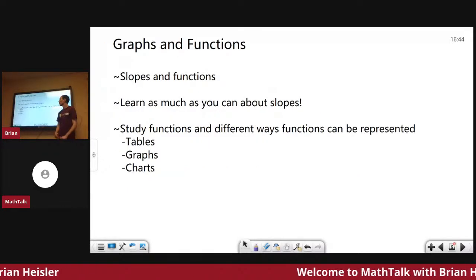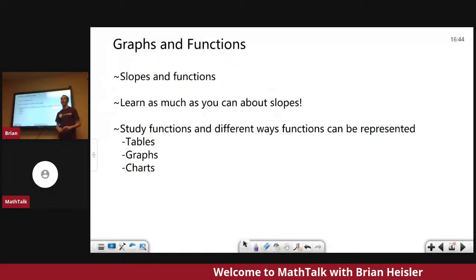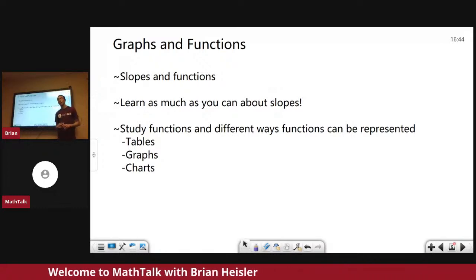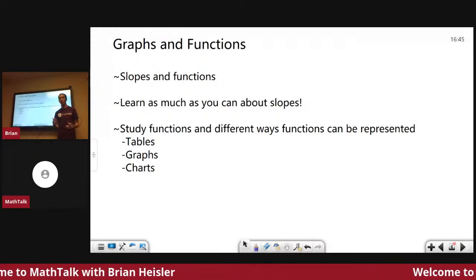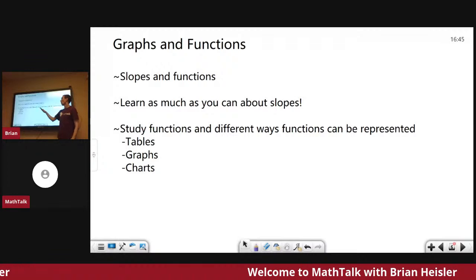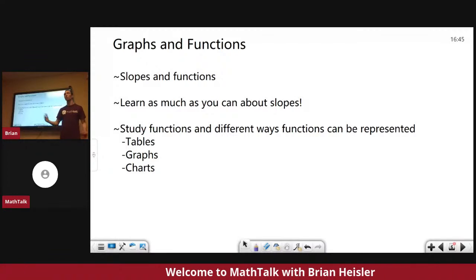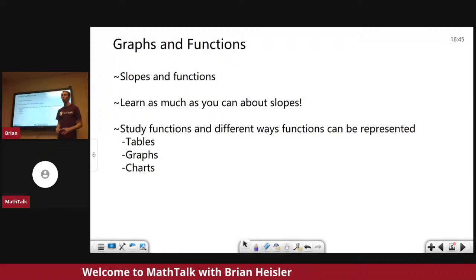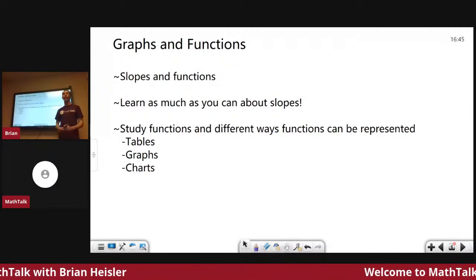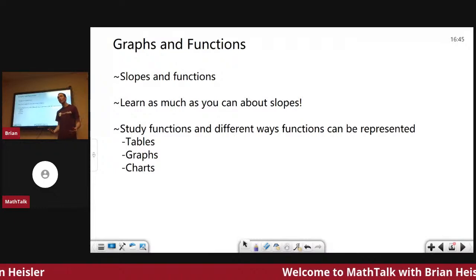And then the last one I want to cover, the topic is graphs and functions. This is an interesting one because I've actually gotten some specific requests that we'll cover a little bit later. The types of things you're going to see on graphs and functions are slopes and obviously functions, but specifically slopes. And I would encourage you to learn as much as you can about slopes. And there really is a lot to learn.